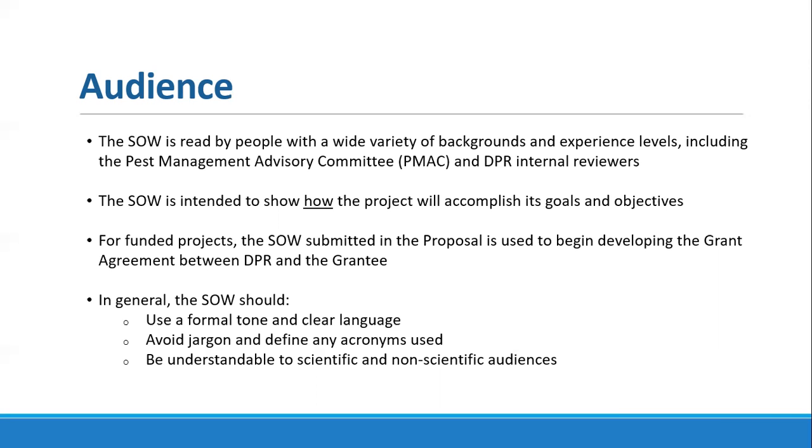The scope of work is really intended to show how the project will accomplish its goals and objectives. The proposal application also includes a section of questions 1 through 4, and those lay out a bit more what the project intends to do and some of the framework for the background of the project. Whereas, as you can see here, the scope of work is much more focused on the how. For any funded projects, the scope of work that you submit is used as essentially a prototype in developing the grant agreement that would be formed between DPR and the grantee's organization.